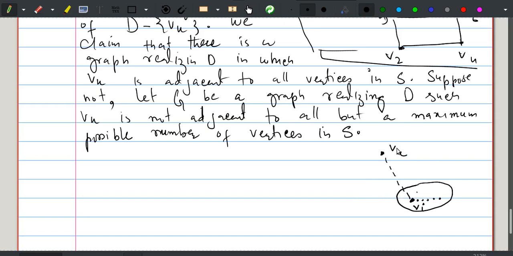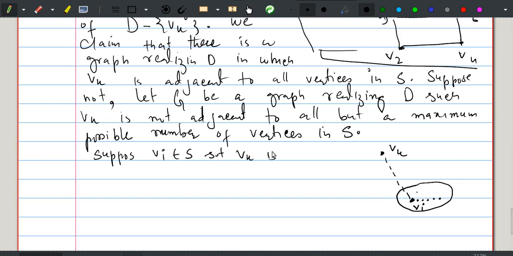Now Vk is the vertex whose degree is dk. Suppose Vi belongs to S such that Vk is not adjacent to Vi. So let us choose Vi to be that vertex to which Vk is not adjacent.